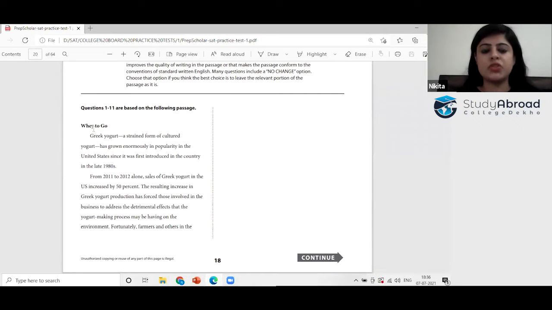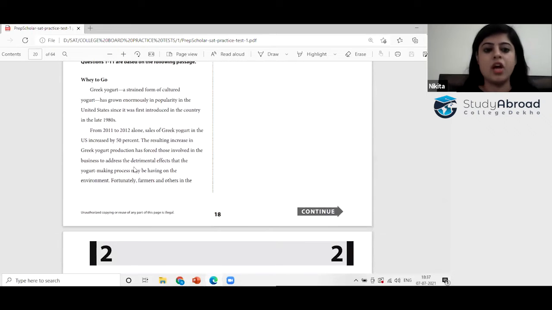It says, Way to Go. Greek yogurt, a strained form of cultured yogurt, has grown enormously in popularity in the United States since it was first introduced in the country in the late 1980s. Now, the general introduction of the term, Greek yogurt, has been given over here. From 2011 to 2012 alone, sales of Greek yogurt in the US increased by 50%. Now we are getting further information related to the data.